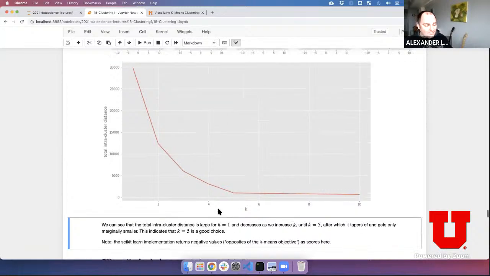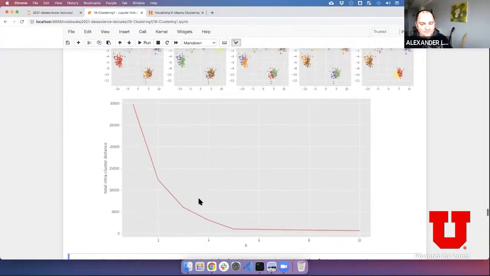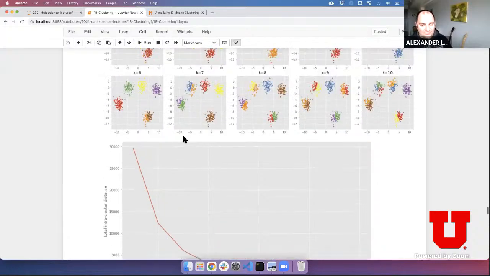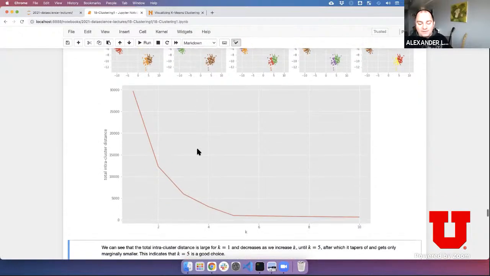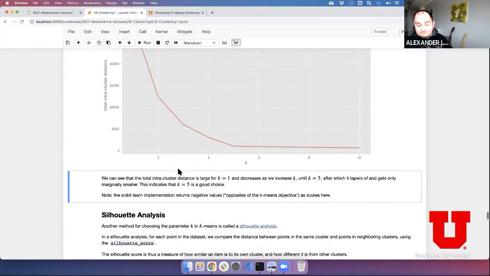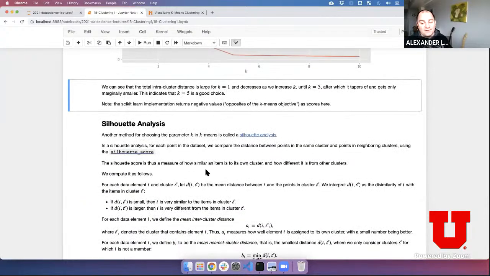So any questions about this? Does it make sense? That's going to be like homework 8. So it's definitely useful to understand that. Okay, if not, then let's move on to the silhouette analysis.